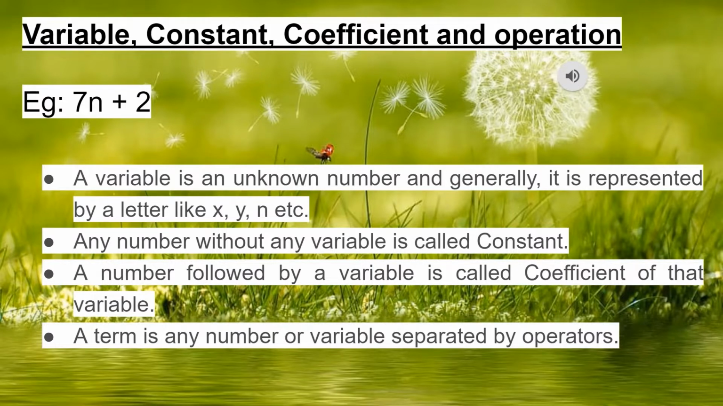Now, a number followed by a variable is called coefficient of that variable. If any number is with any variable, so here we can see 7n. So, 7 is the coefficient of n. Last, a term is any number or variable separated by operation. Here, plus sign is there, isn't it? So, plus is separating 7n and 2. So, 7n and 2 both are terms. Clear?